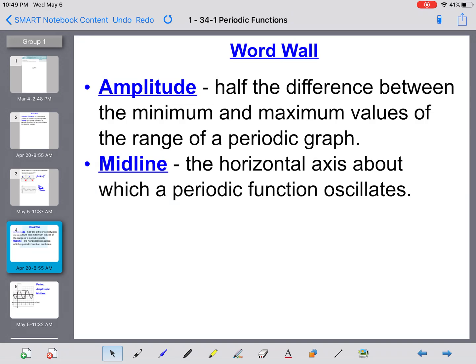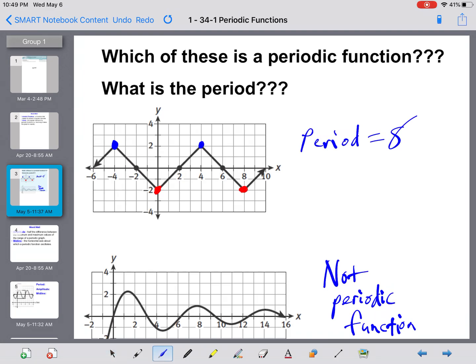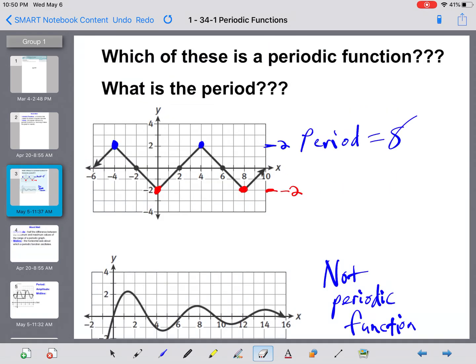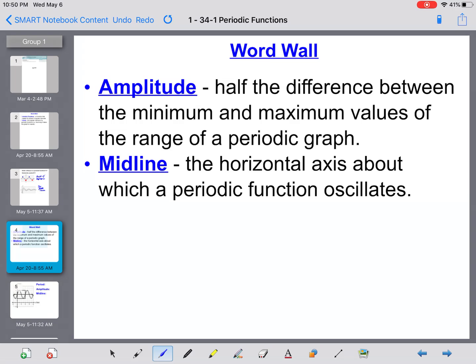If we go back to this last periodic function we had, the minimum is down here at -2, and the maximum up here is at +2. So the amplitude is half the difference between them. From -2 to +2 is a distance of 4. Half of that gives me an amplitude of 2.